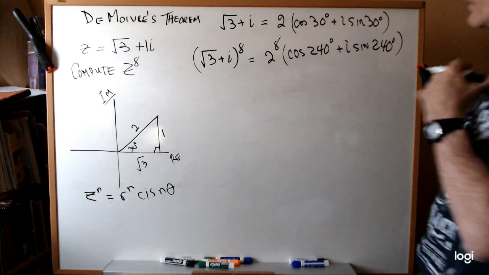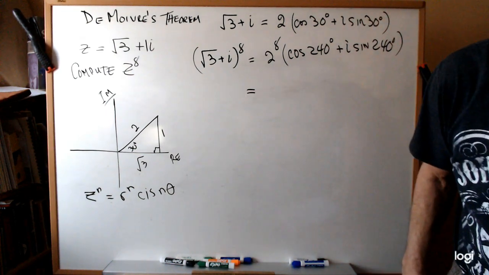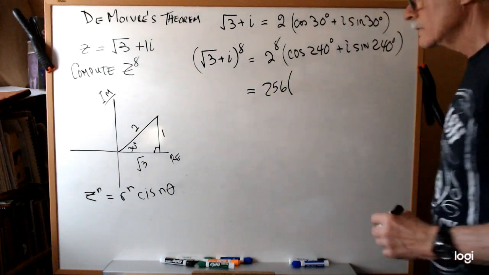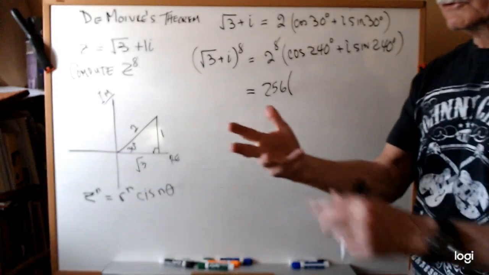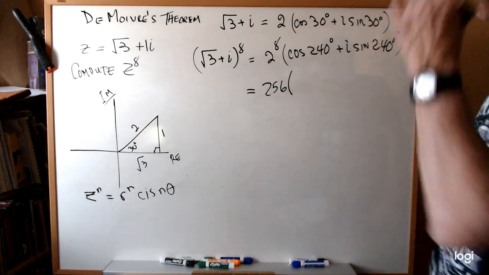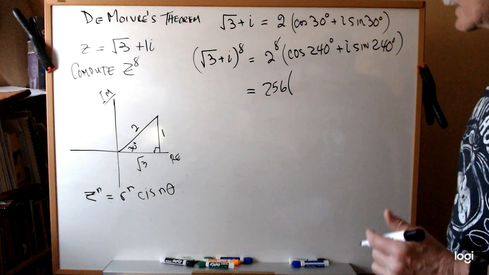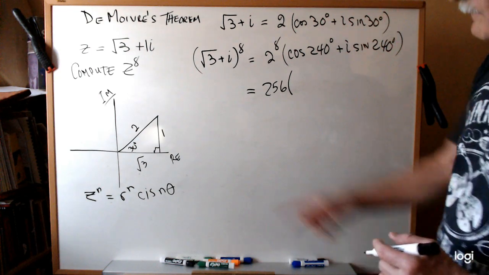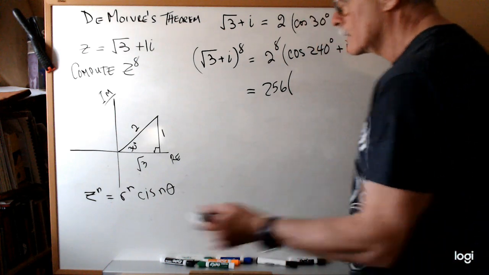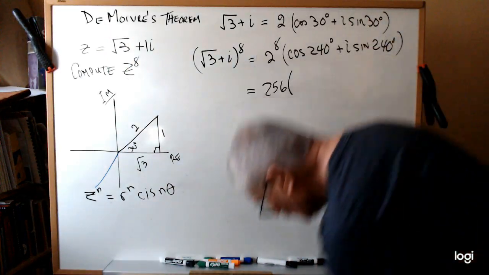Okay, so 2 to the 8th power, well, I think it's 256. I believe it is. You can check me on that. So 2 to the 4th is 16, and then 16 squared is 256. Okay, and now what we need to do is compute cosine and sine of 240. So I've got some room here, so I think I'll do it in a different color so it stands out a little bit.